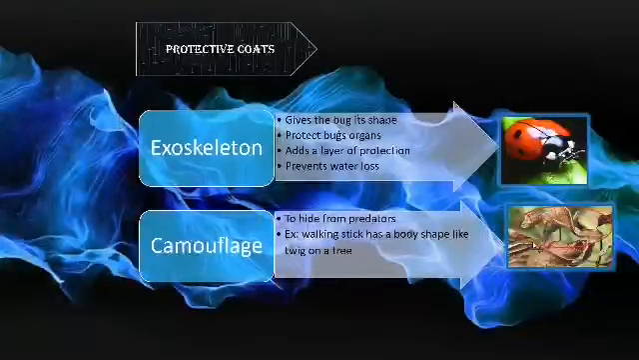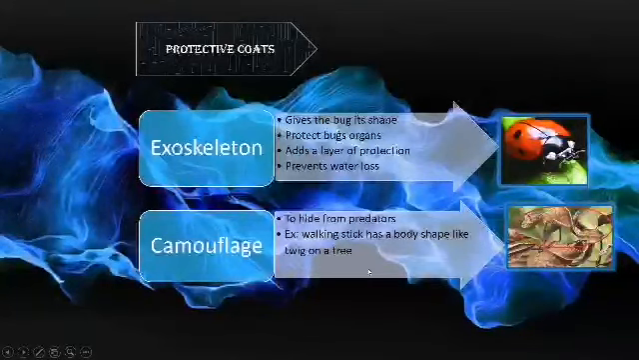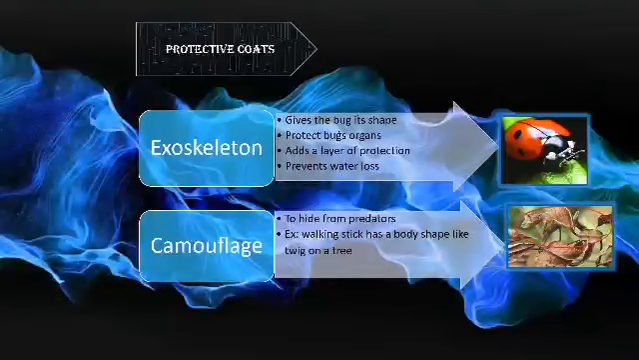Next, camouflage. The life of an insect can be scary because many insects are looked at as dinner by birds, lizards, and other animals. To hide from predators, some insects use camouflage, which is a clever way to blend into the world around them. For example, a walking stick is a type of insect that has a body shaped like a twig on a tree, while other insects have markings that make them look like leaves.